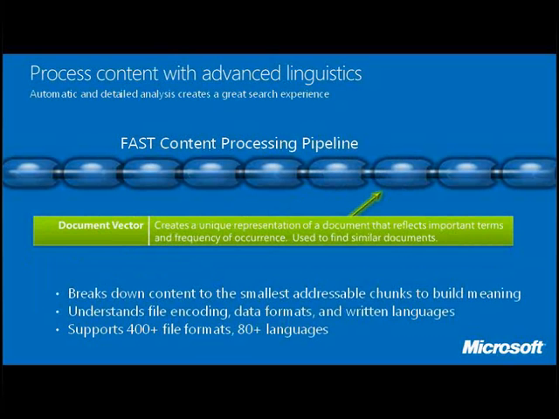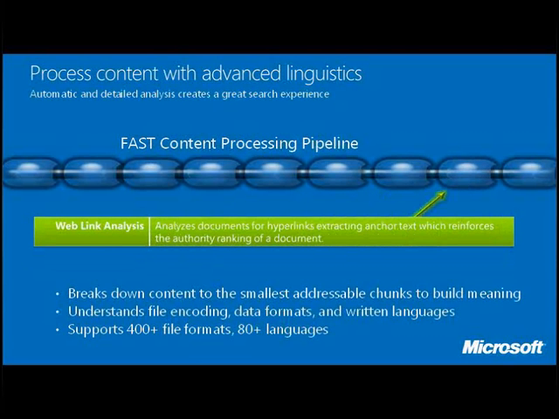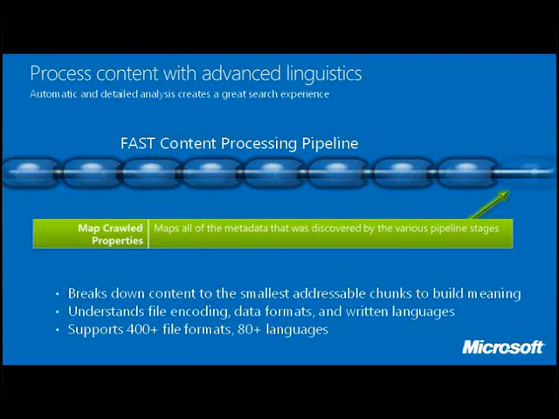There's a document vector. The document vector is something where we go look at the content of the body of the document, and we decide statistically what the most interesting words in there are. And we say, hey, those are probably important concepts inside of that document. And the document vector is a thumbprint format of that we can look at and process on. Then we do some link analysis. Looking for anchor text, reinforcing authority and things. And then we map the crawled properties that came from our sources to our managed properties, which are the ones that are in the index.